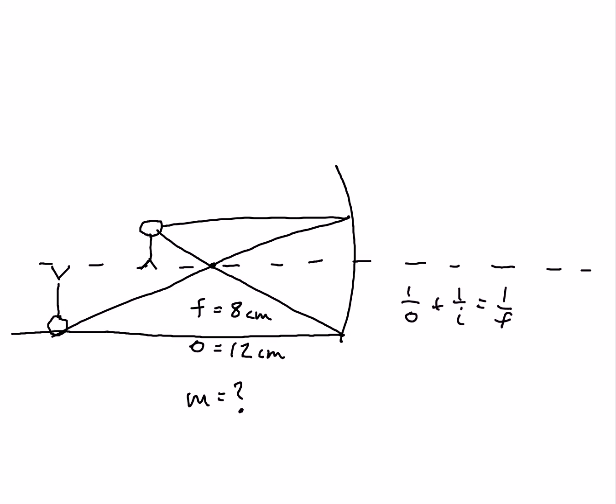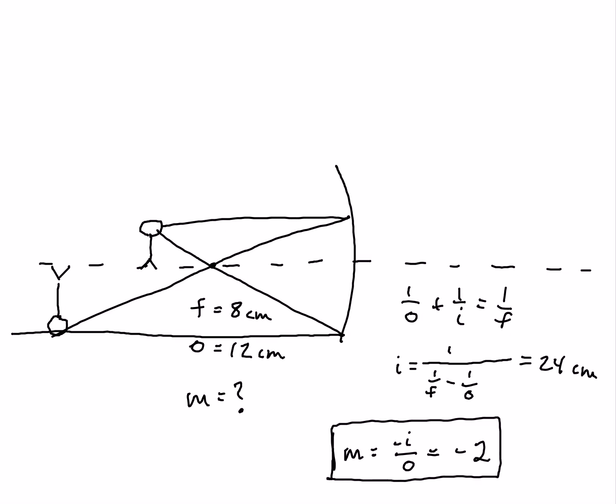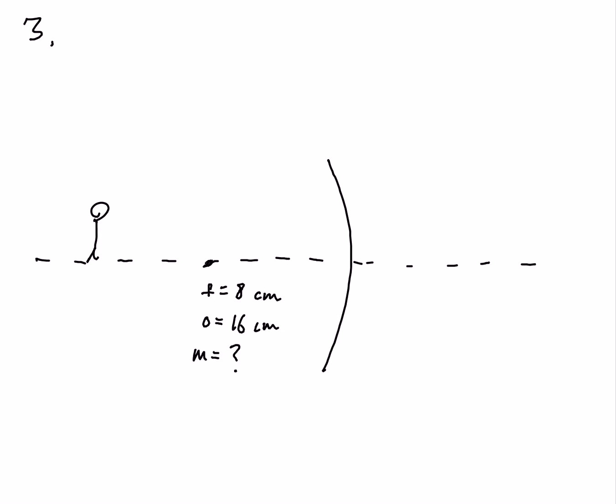Here's the lens equation. Solving for the image distance, we get this. Putting in numbers, that gives an image distance of 24 centimeters. And that gives us a magnification of minus 2. As we expected, the answer is less than negative 1. For the third homework problem, consider an object positioned 16 centimeters away from the mirror and determine the magnification.